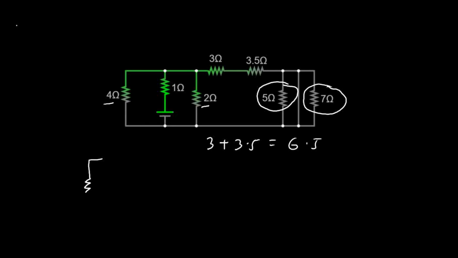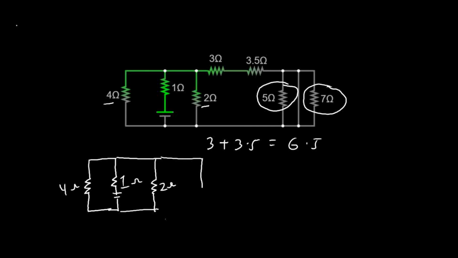So you have the 4 ohms here, then you have the 1 ohm here. This is the 4 ohm, then this is the 1 ohm here. And then you have the 2 ohms here, and then you have the 6.5 ohms here.